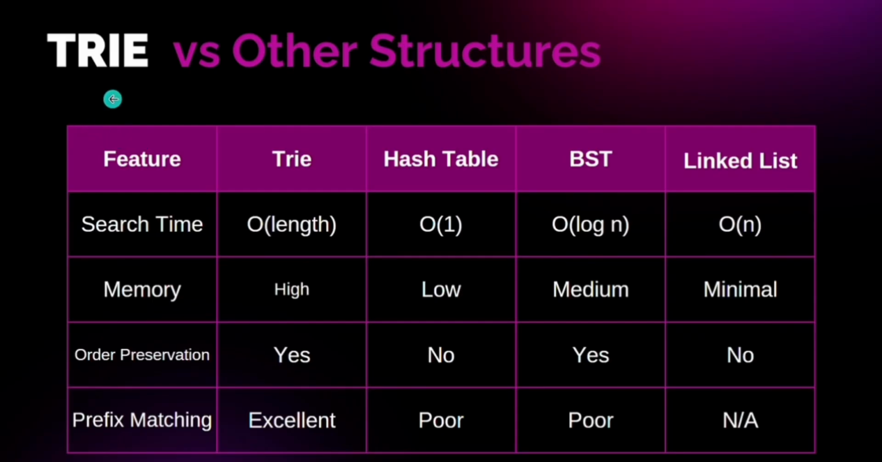So, trie versus other structures. Search time really depends on the length of the key. Compared to the others, hash tables are O(1), BST is O(log n), and linked list is O(n), so I guess the linked list is the worst in terms of search time. Memory: it takes a lot of memory, the trie, compared to the others. But order preservation, yes, same as BST, while the others don't. And here is its niche, where it excels: prefix matching. That is why it's also called the prefix tree. It's excellent at this, and the others, not so much.